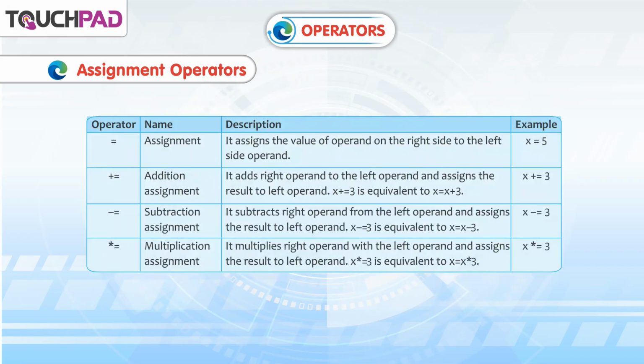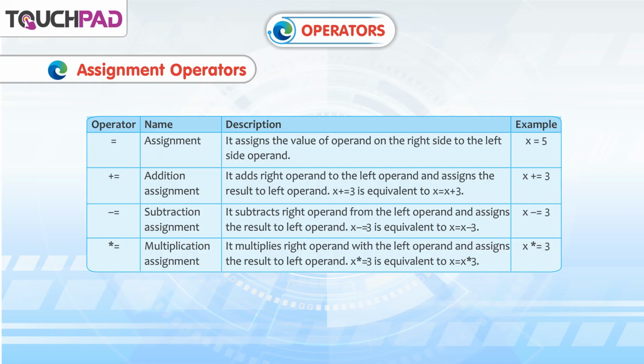Operator, name, description, example. Assignment. It assigns the value of operand on the right side to the left side operand. X is equal to 5. Addition assignment. It adds right operand to the left operand and assigns the result to left operand. X plus equal to 3 is equivalent to x is equal to x plus 3.